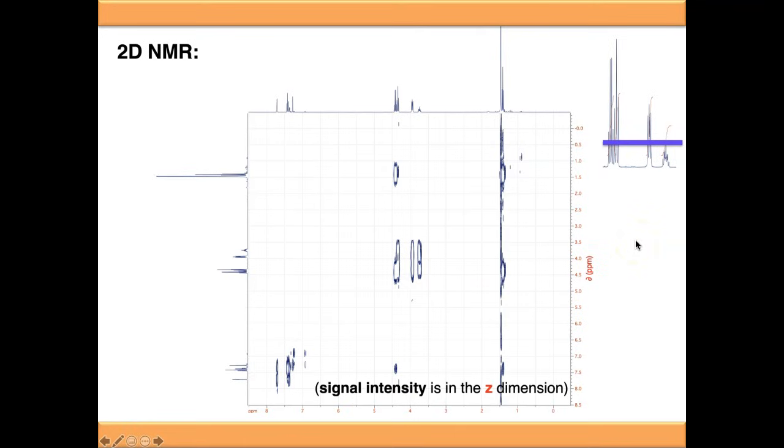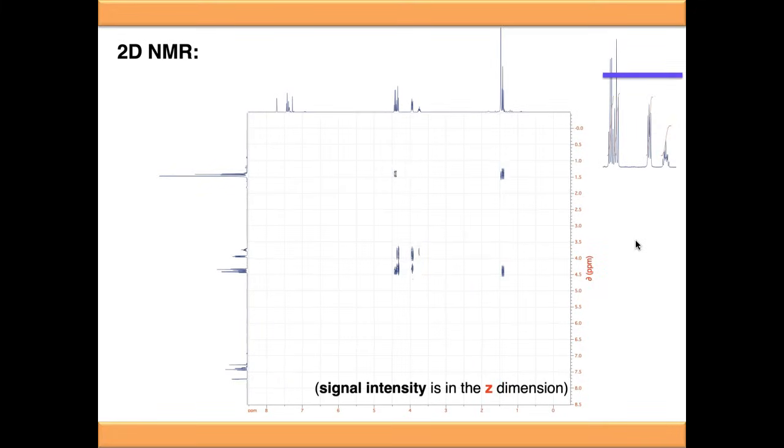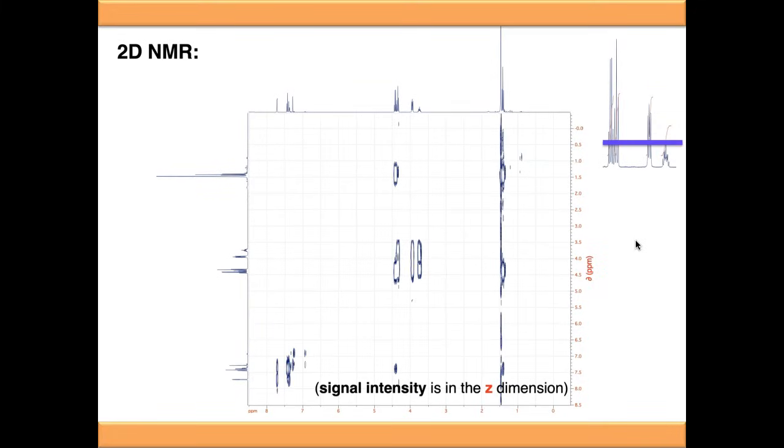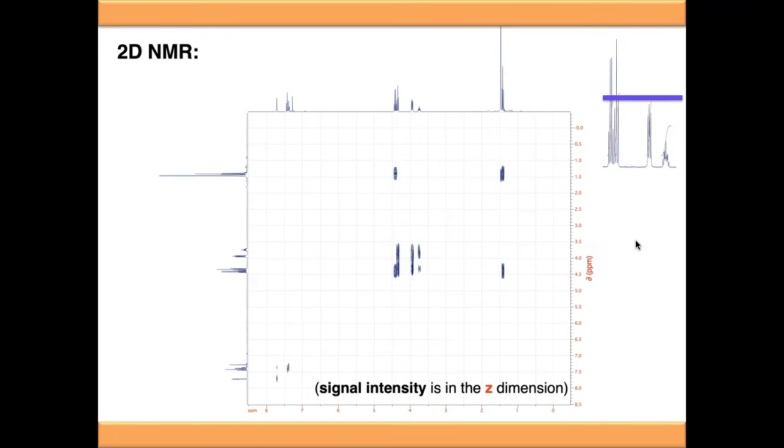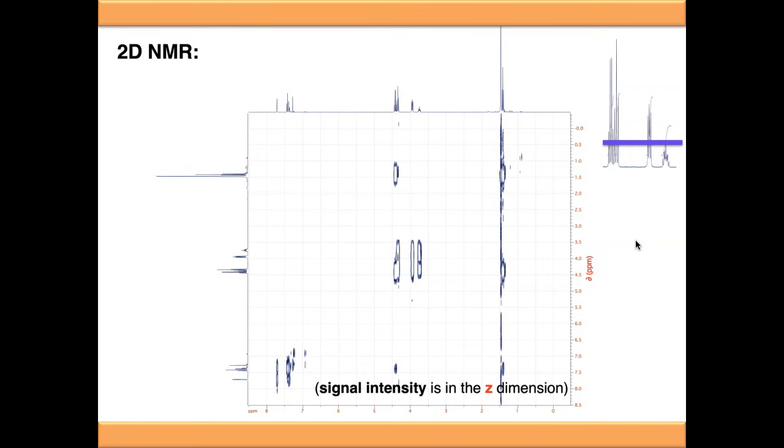So what I tend to do is have the 2D NMR open on my computer, and then I can scroll through the Z slices as I wish. Or if you want to print it out, I tend to print out a high Z slice and then a low Z slice, so that you can see you've got all of the information available to you.